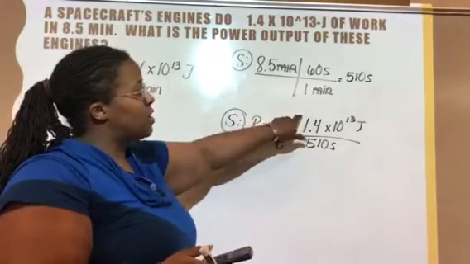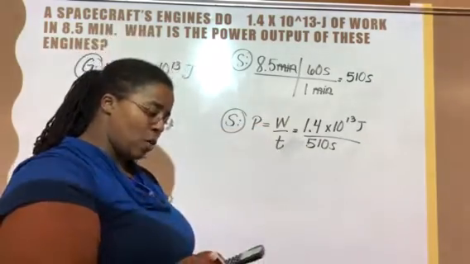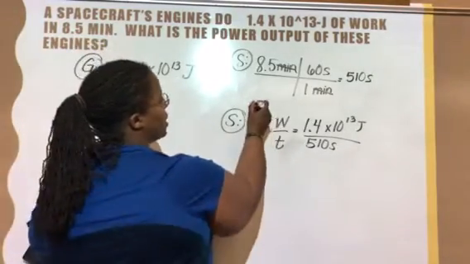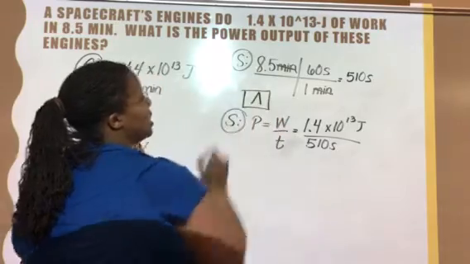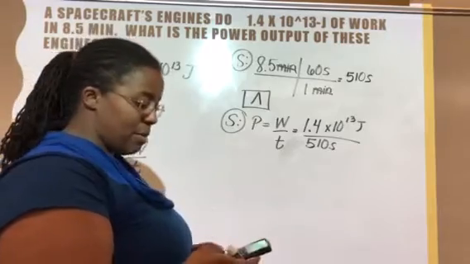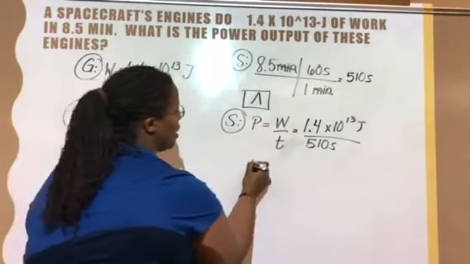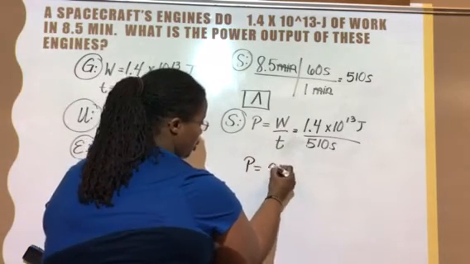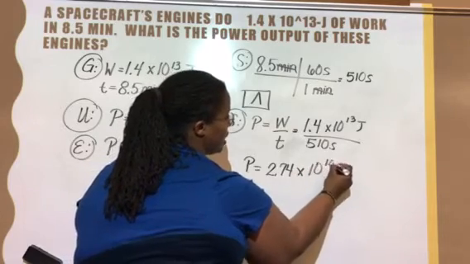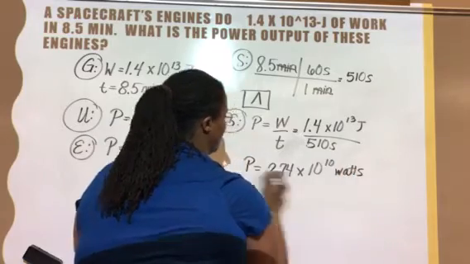Now, this is one of those areas where placing it into the calculator can be tricky. Go ahead and enter your 1.4 times 10, and there's a nice little arrow that looks like this on your calculator that we can use for your exponent. We're going to take that number and divide it by 510, which gives me 2.74 times 10 to the 10th power. And power is measured in watts.